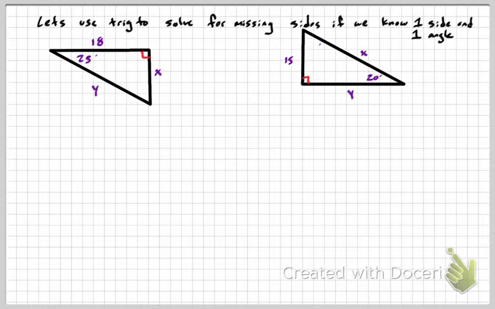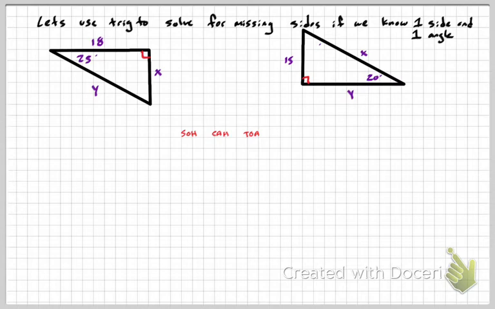So if you look at my two diagrams I have here, I have angle 25 on the left, and I know one leg is 18. In the diagram on the right, I know angle 20, and I know one of my legs is 15. Okay, so in order to be able to actually solve these, you need those two pieces of information. And before we get started, let's do a quick refresh, right? Our acronym is SOHCAHTOA, because we're going to be making the ratios that we learned previously.